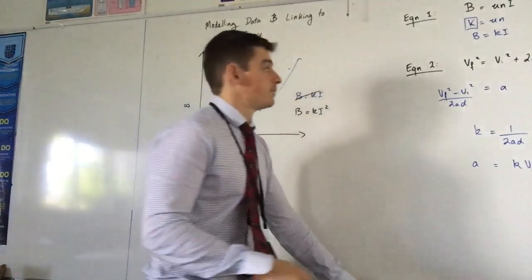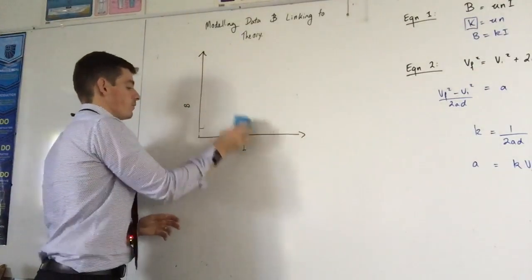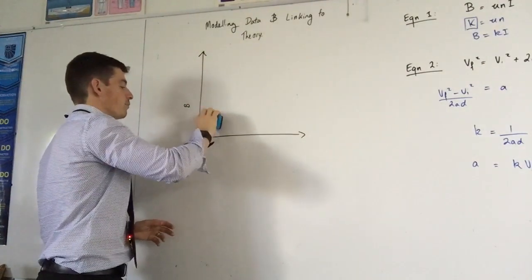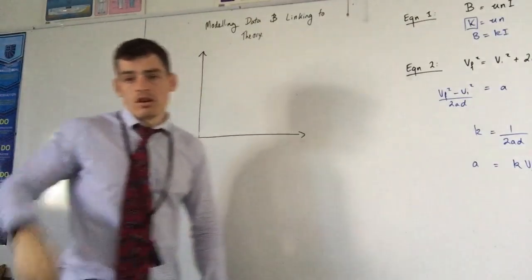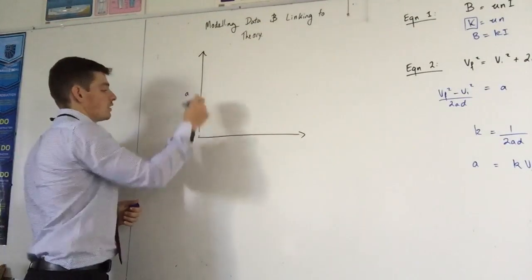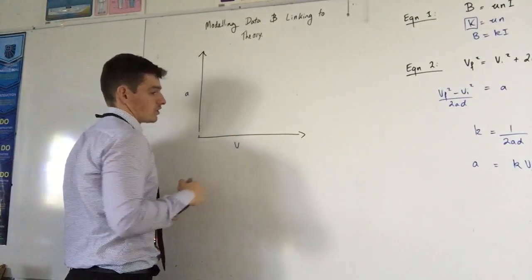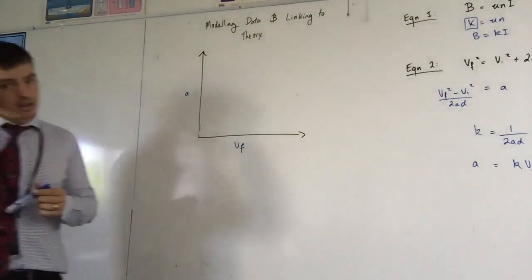That's one example. Another example that I'm going to go through: let's just say I did an experiment where I had different planets. I was dropping an object on a different planet, and I was changing the final velocity, let's just go with that, and I was recording the acceleration.